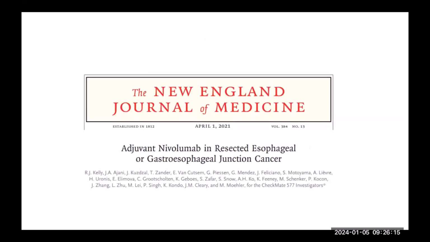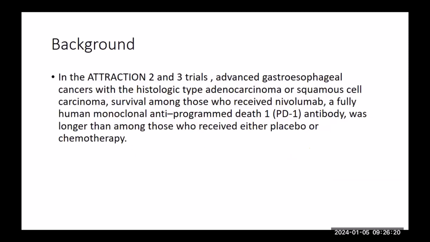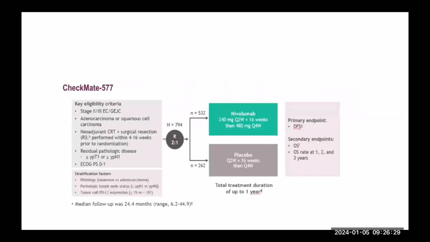And the last trial is the adjuvant nivolumab in resected gastroesophageal and stomach cancer. So there were two trials, ATTRACTION-2 and 3, in which they showed that among patients with resected esophageal cancer, those who received adjuvant nivolumab had a longer survival. So this was the CheckMate 577 trial, which included both adeno and squamous cell carcinoma, post neoadjuvant chemoradiation and surgery. Those patients who had residual disease were randomized to either adjuvant nivolumab or adjuvant placebo. The nivolumab and placebo were given for 16 weeks.